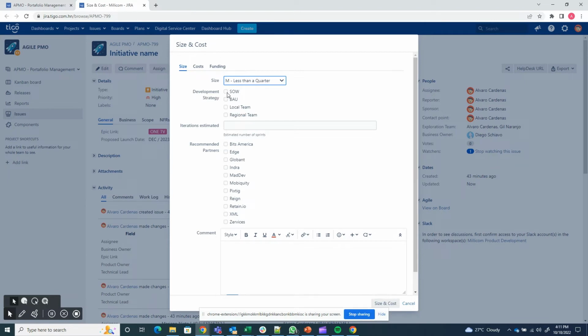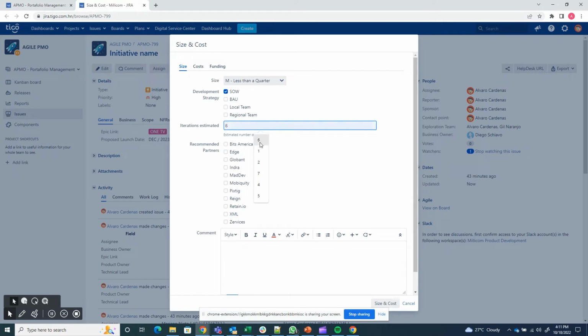SOW, if we're going to use a specific contract for it. BAU, if one or more time-and-materials contracts participate in the initiative. Local team, whether it will be managed by a group of developers in one of Tigo's markets. Regional team, in-house cell, a group of developers under regional administration will be in charge of implementation.